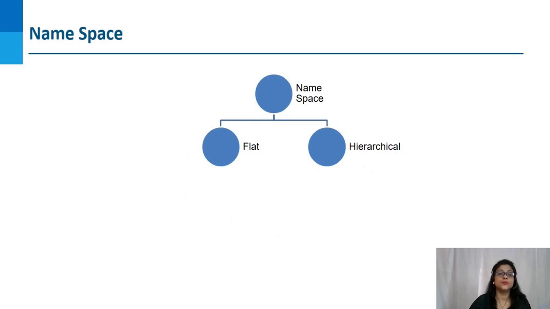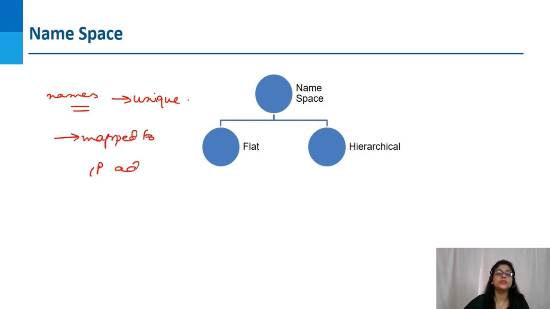Let's understand the namespace. When we choose the names from the namespace, we must carefully choose the names because they must be unique in nature. Why? Because these names are mapped to IP addresses which are unique in nature. So that's why these names must be properly chosen.